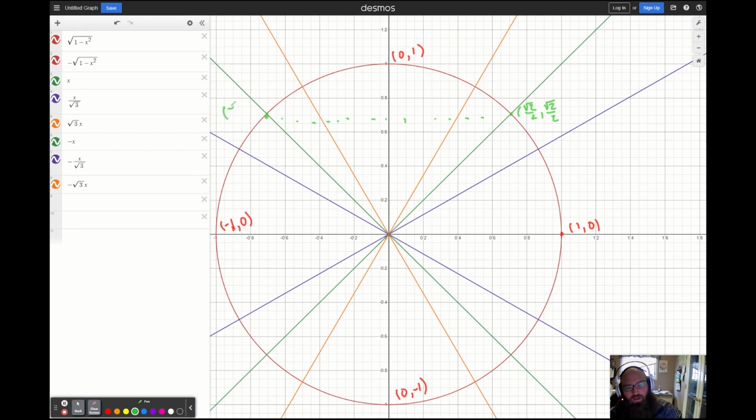All I've done here is flip over my y-axis. So my x is negative root 2 over 2, and my y has stayed exactly the same at positive root 2 over 2. Down here, I've kept the same x, so I'm negative root 2 over 2, and I've flipped over my x-axis so that my y becomes negative root 2 over 2.